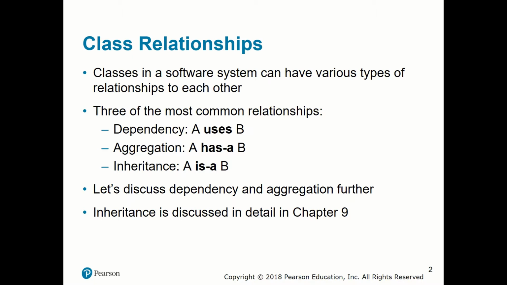There are 3 relationships in Java. These are dependencies, aggregation, and inheritance. Dependencies means class A uses class B. Aggregation means class A has a class B. And inheritance means class A is a class B. Okay, I'll explain dependency and aggregation here, and inheritance is a topic in chapter 9.